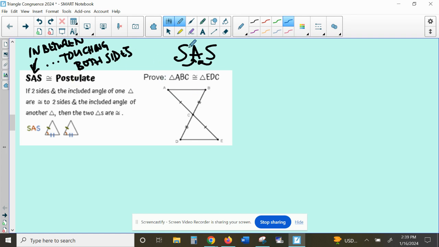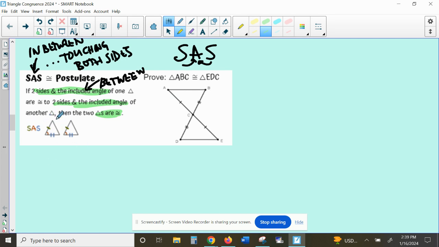It's kind of easy when you think of side, angle, side, SAS, because it's the side that's touching the angle that's touching the next side. So that's how we like to remember it. We have some things down here. It says if two sides and the included angle, now included just means in between. So two sides and the included angle of one triangle are congruent to two sides and the included angle of the other one, then we would know that those two triangles are congruent to each other. And a picture of it is right here.